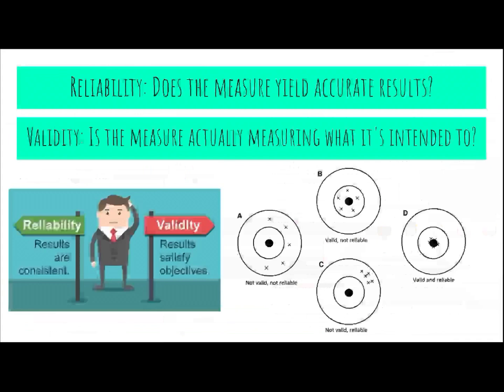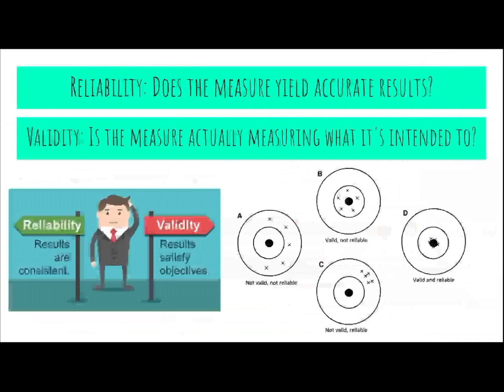Reliability makes sure that our results are consistent, whereas validity makes sure that our results satisfy our objectives. Is it measuring what we really want it to? So reliability asks the question, does the measure yield accurate results? And validity asks the question, is the measure actually measuring what it's intended to? Let's look at the target diagram to understand this a little better.